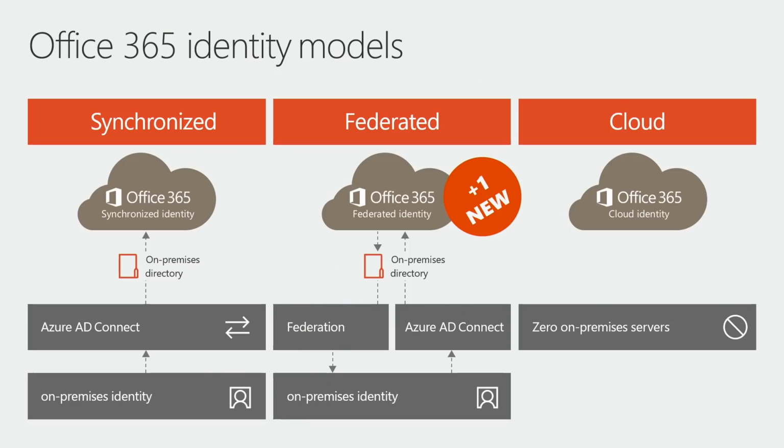On the left-hand side here, we have synchronized identity. We have federated identity in the middle, and we have a new identity framework that we're going to talk about that's very similar to that. And then we have cloud identity on the right-hand side. We're focusing on Office 365, but the same principles are going to apply for Azure Active Directory if you're using it across other applications as well.